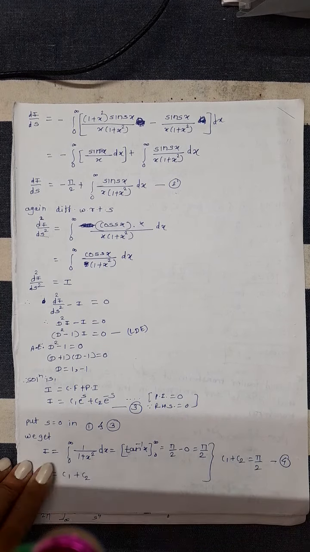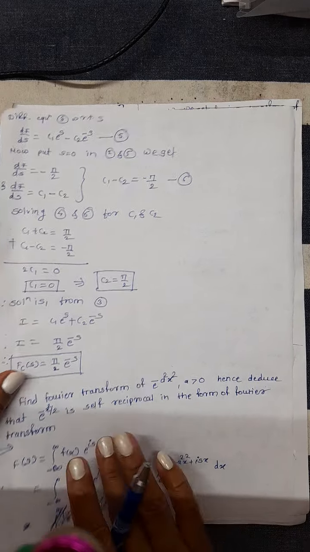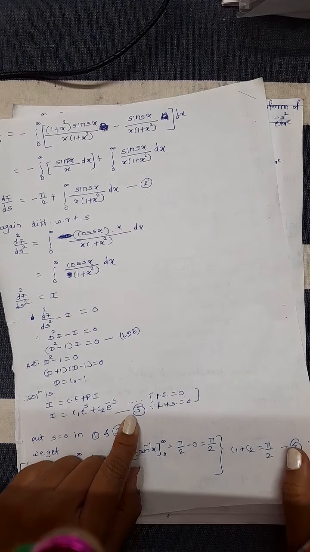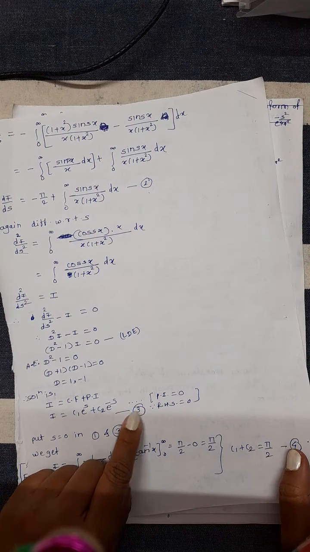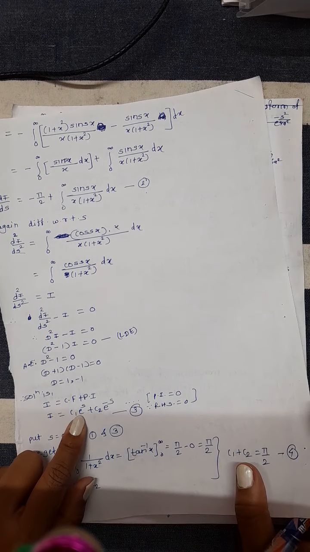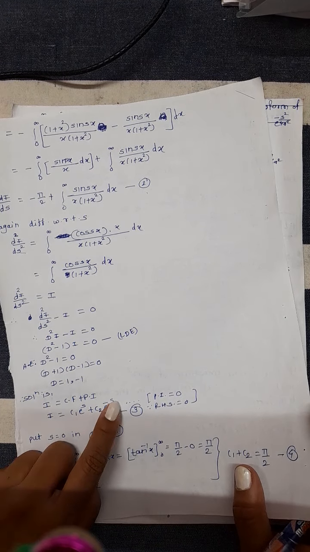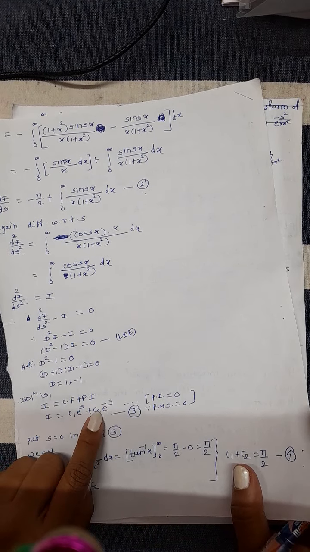Put s is equal to 0 here, or before that we can differentiate this equation. Differentiate equation 3 with respect to s. What we get? dI by ds is equal to c1 constant as it is, the derivative of e raised to s is e raised to s, plus c2 as it is, the derivative of e raised to minus s is minus c2 e raised to minus s. Call that equation number 5. Now we have two dI by ds expressions, the first is this and the second is this one.